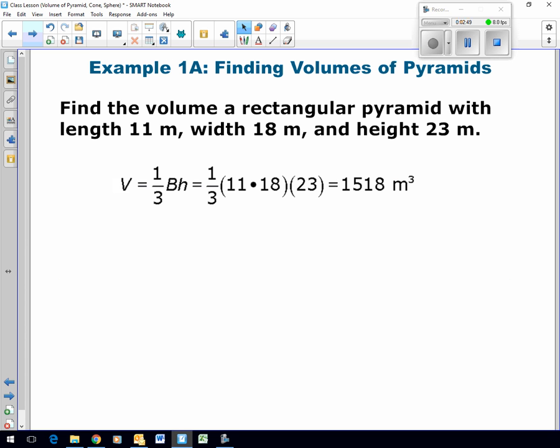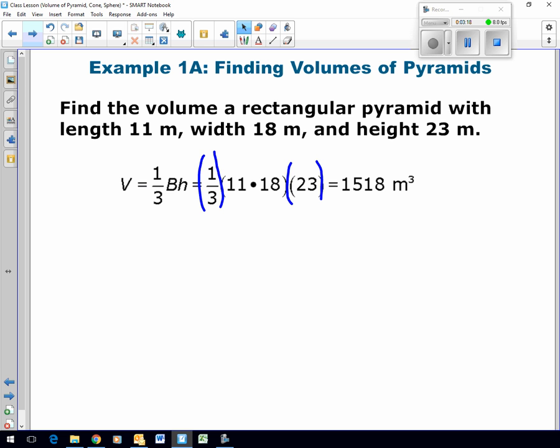Let's apply it. Find the volume of a rectangular pyramid with a length of 11, a width of 18, and a height of 23. I know it sounds weird. I want everybody to practice this with me. We're going to practice putting this in our calculator. Okay? So, get your calculators out. Hit the parentheses button. And you're going to put all of this in parentheses. I want you to put parentheses 1/3.